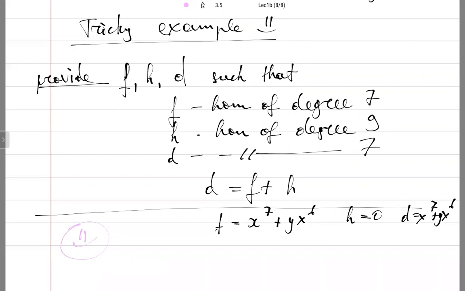Is it possible to provide any other function different from zero in this example that is homogeneous of every degree? No. Okay. So you may even prove that no other solution exists.